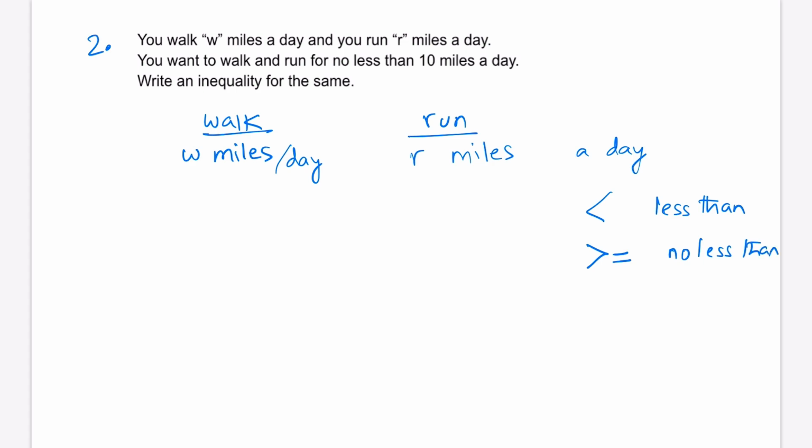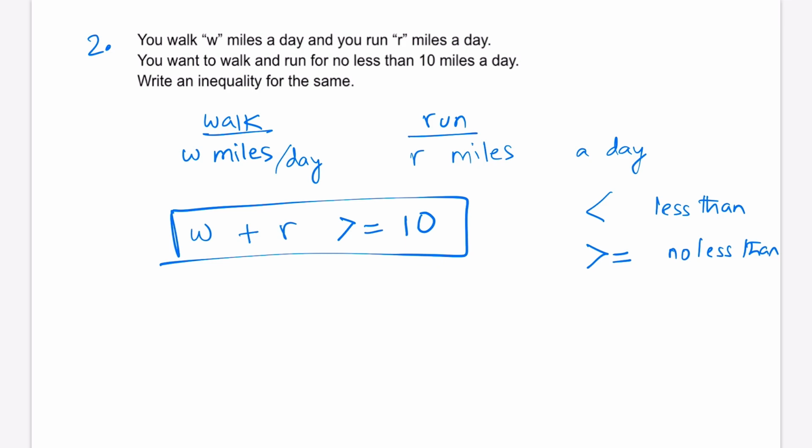Alright, so you want to walk and run no less than 10 miles a day. So that means you're walking W miles a day, you're running R miles a day. Together you're walking and running W plus R miles in a day, and you want to do this no less than 10 miles. So it's greater than or equal to 10 miles. You have to do it at least 10 miles, 10 or more. Okay, so this is an inequality with two variables W and R, and this is the answer for this question. W plus R should be greater than or equal to 10. You want to do at least 10 miles.